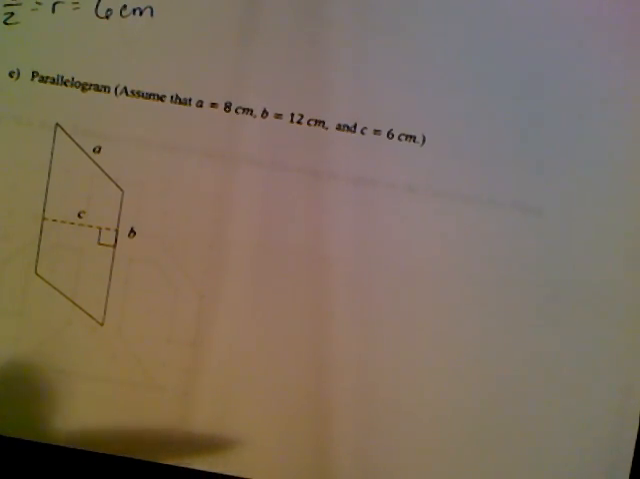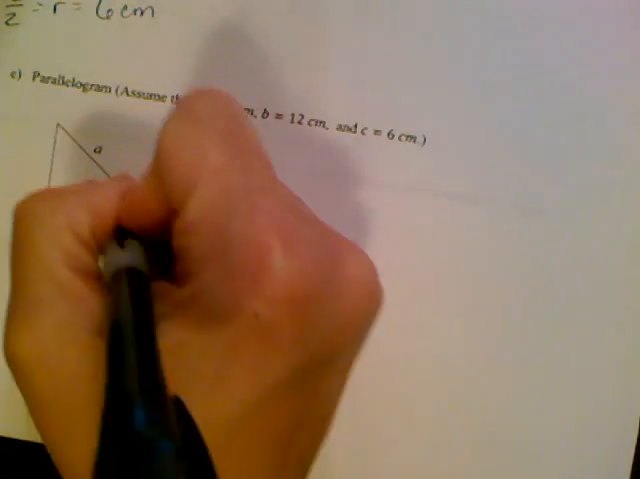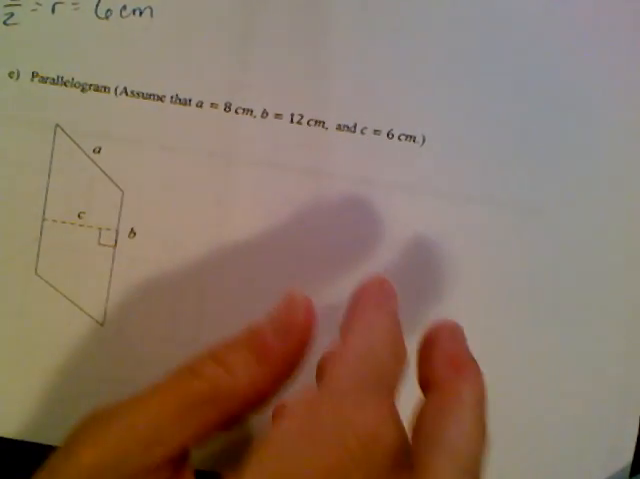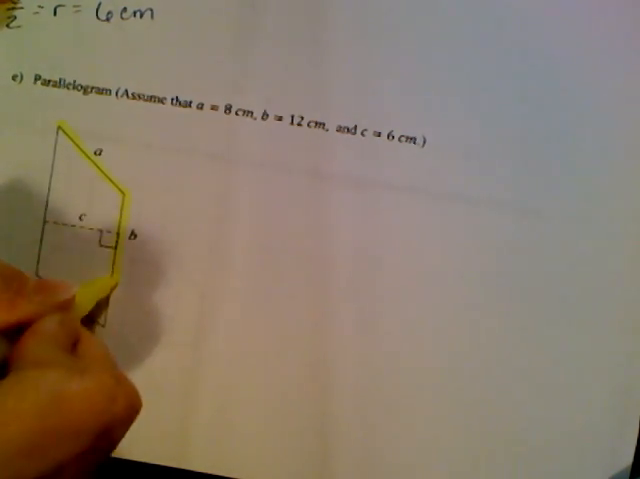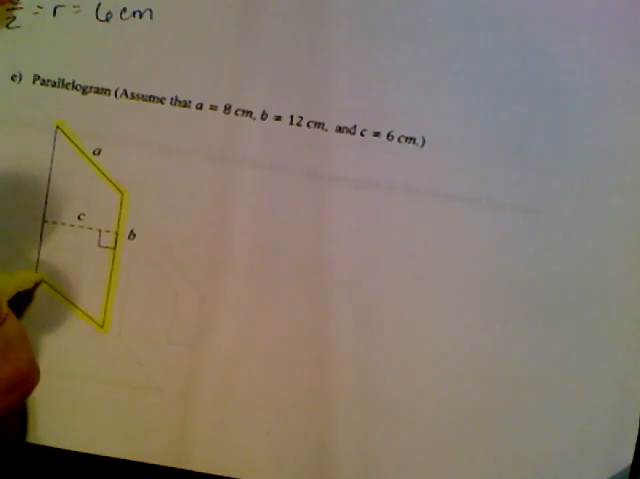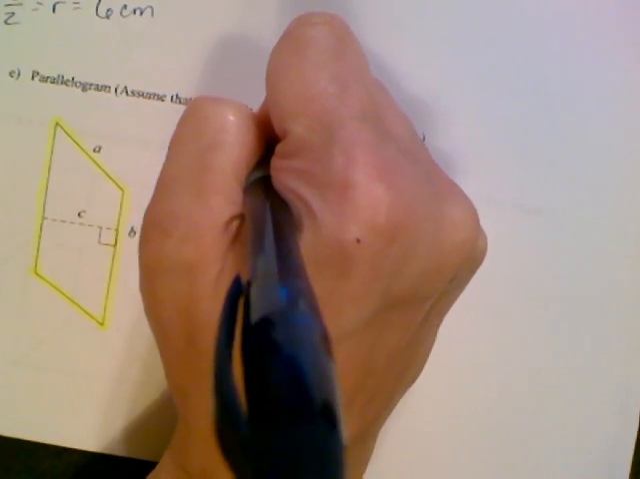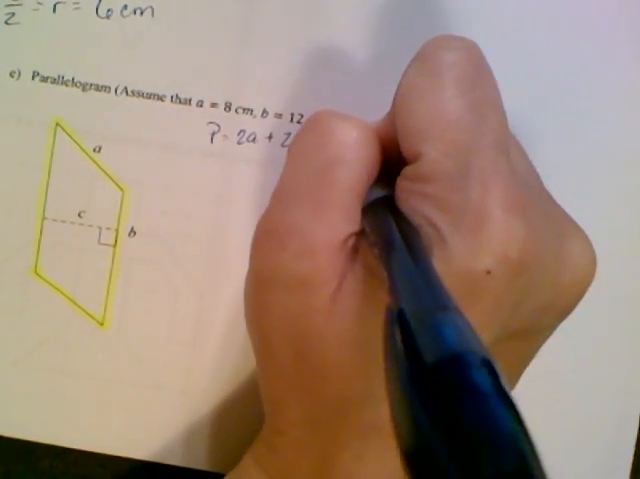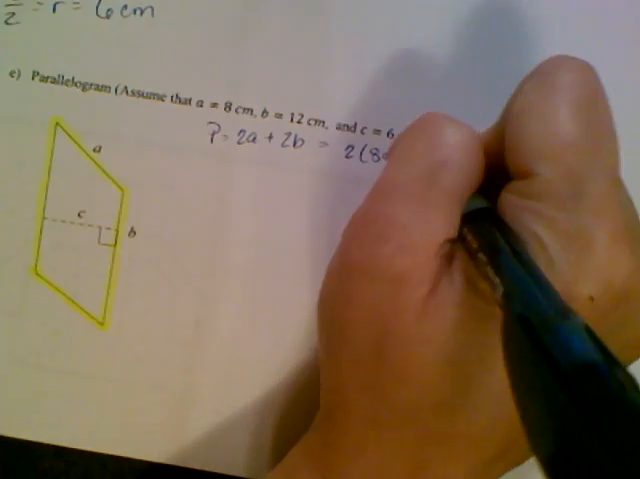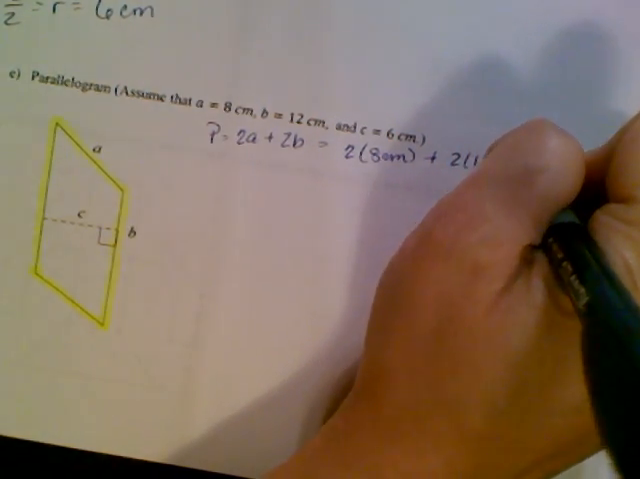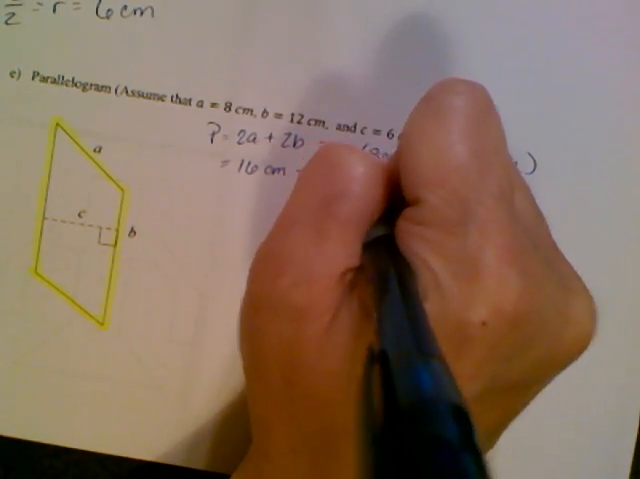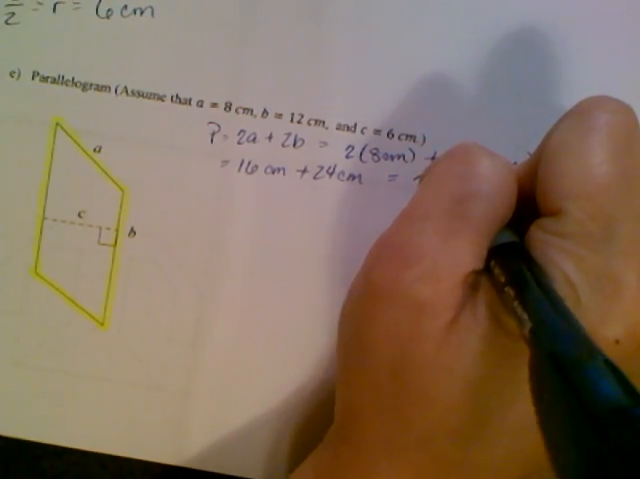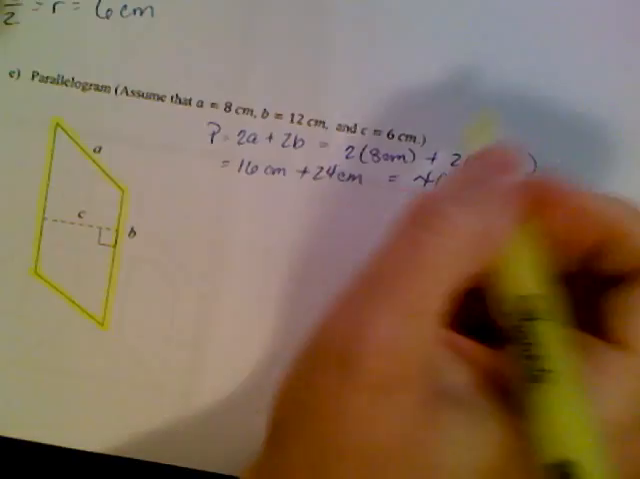Okay, here is a parallelogram. So we know that to find our circumference, we're going to have our perimeter. We have A, B, A, B. So our perimeter is 2A plus 2B. So that's 2 times 8 centimeters plus 2 times 12 centimeters, which is 16 centimeters plus 24 centimeters, which is 40 centimeters, is our perimeter.